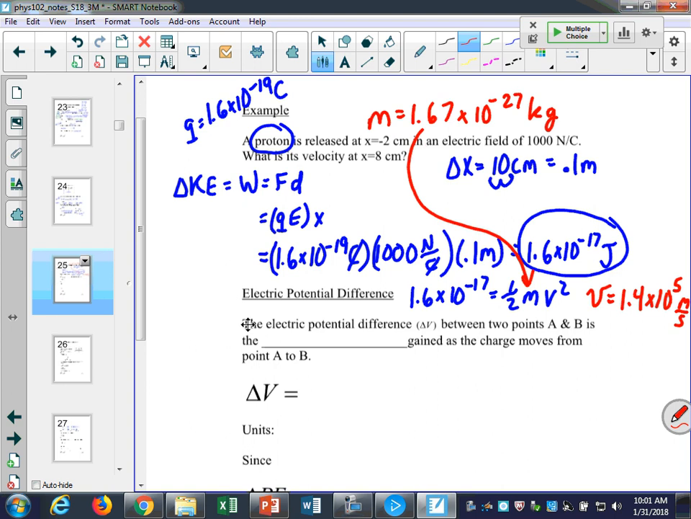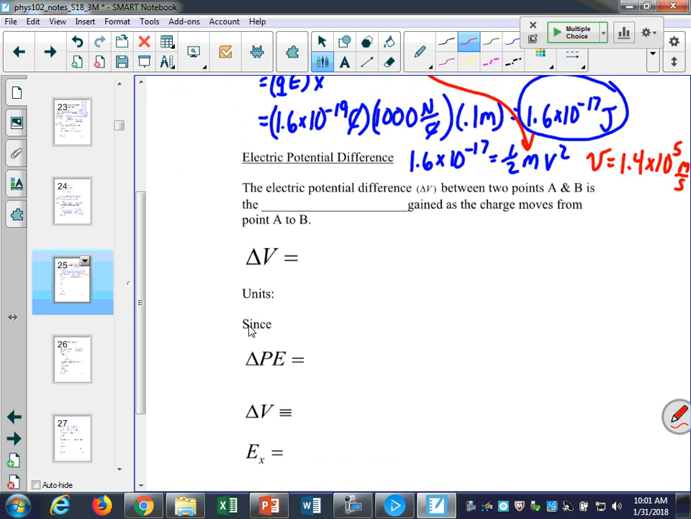Okay, so the electric potential difference between two points A and B is the energy per charge that's gained as the charge moves from point A to B. You have a question on your OpenStax bit that asks just what is potential? And the answer is something like energy per charge. Potential and potential energy are two different things. They're related, but potential is an energy per unit charge.